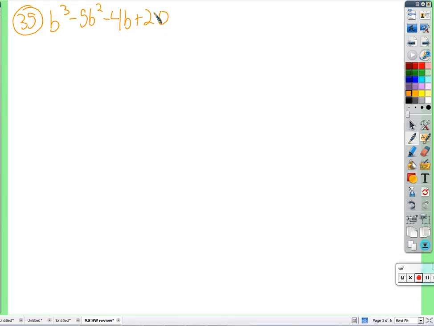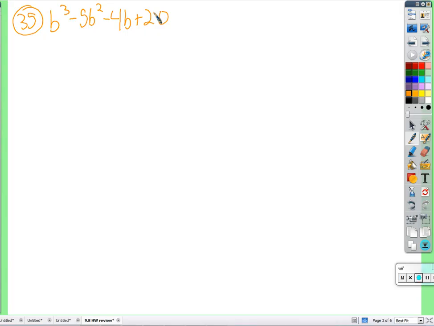Where we use that thing called factor by grouping. Grouping is a good idea because you can put it into two equal groups, meaning there's four terms. We might try it also if there's six terms, that might be a worthwhile venture, but we don't have six terms. We have four terms, so we're going to try grouping into two groups of two.